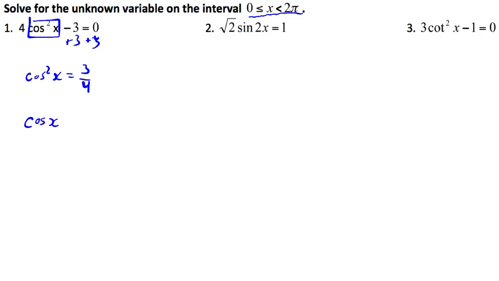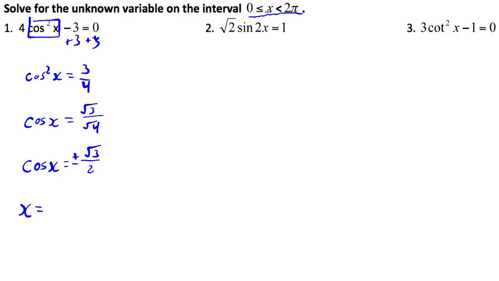So how do you undo a square? You take the square root. So cosine of x is equal to the square root of 3 over the square root of 4. Because we're taking a square root of 4, that's 2, but we also have a plus or minus. So the cosine of x is equal to plus or minus root 3 over 2. So we look, where is the cosine of x equal to positive root 3 over 2 and negative root 3 over 2?